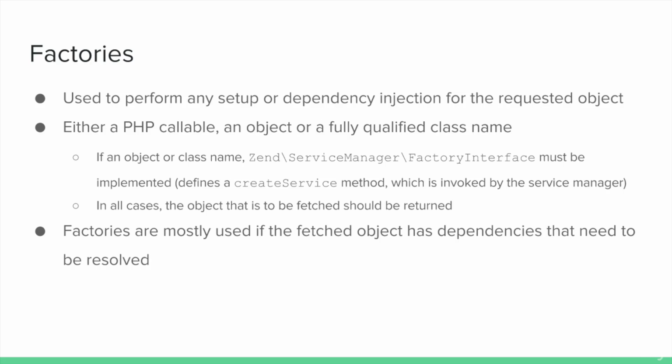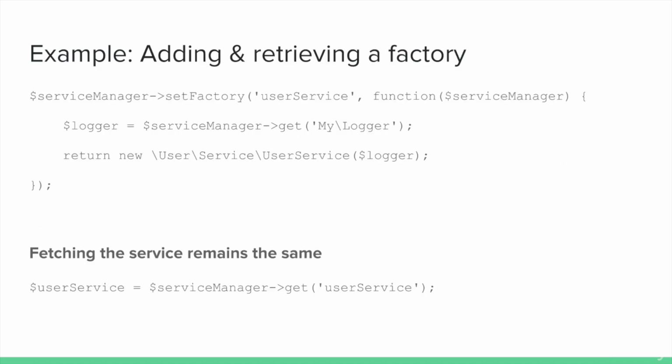If we add the factory as an object or class name, we have a factory interface that must be implemented. This interface defines a create service method, and this method is invoked by the service manager. This method should return the object that we want to fetch. So basically we have a method or a function where you can write any code that we like that is responsible for returning the object that we want to return when we request an object through the service manager. Factories are mostly used if the fetched object has dependencies that need to be resolved. So here we have an example of adding as well as retrieving a factory.